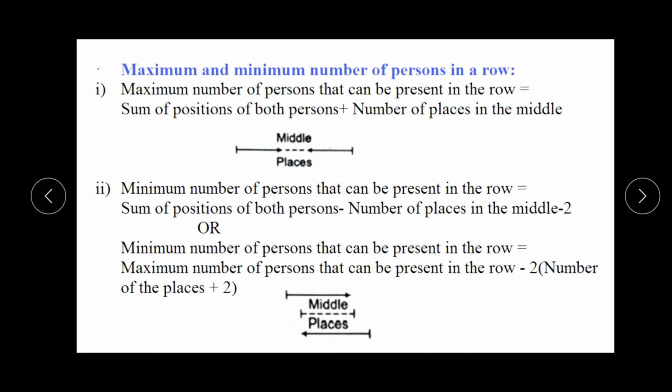The second process for finding the minimum number of persons that can be present in the row: if we have the maximum number of persons, by this also we can find out the minimum number of persons. It means maximum number of persons minus twice the middle persons, and minus 2. That is the minimum number of persons.